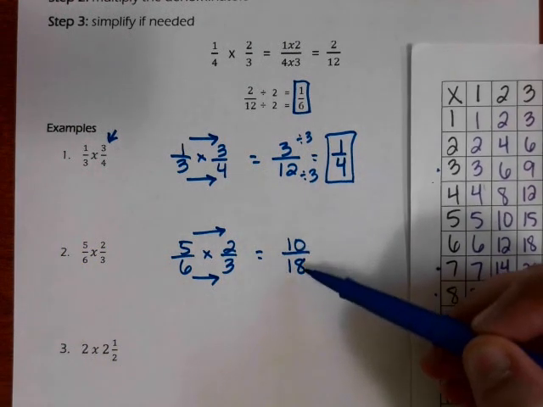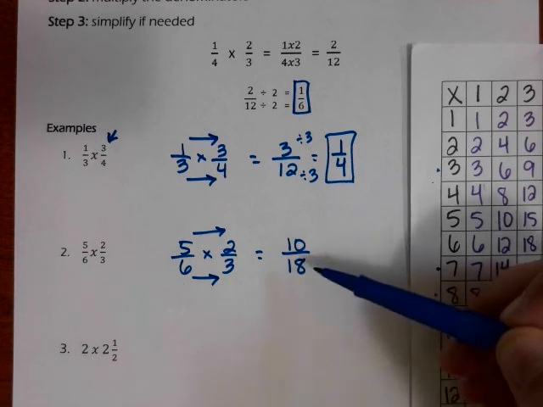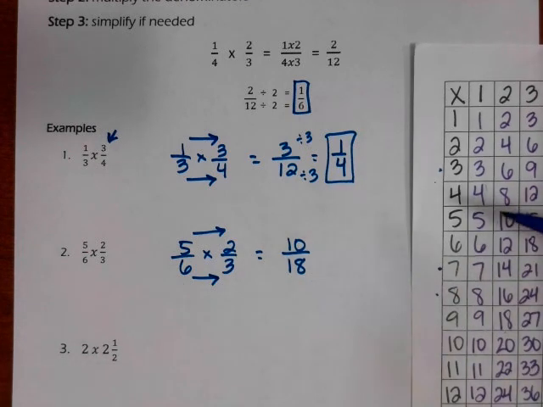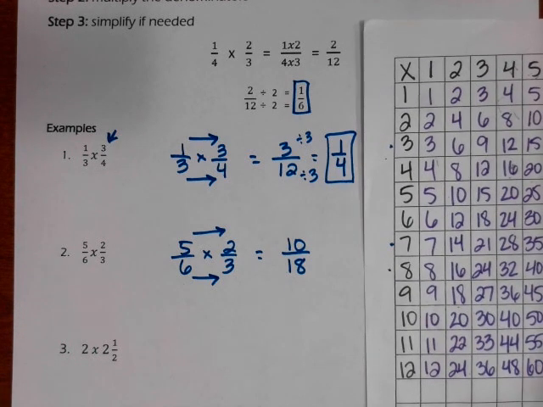Some of you are probably telling me, oh, they're both even, so I know you can divide it by 2, and that's correct, you can. But some people would struggle seeing that, so I'm going to show you how to do it on your multiplication chart again. So we're looking for 10 over 18. All right, so we've got 10 and 18 right here.